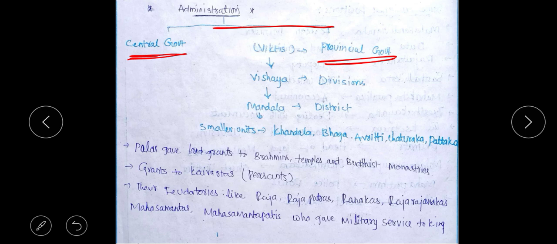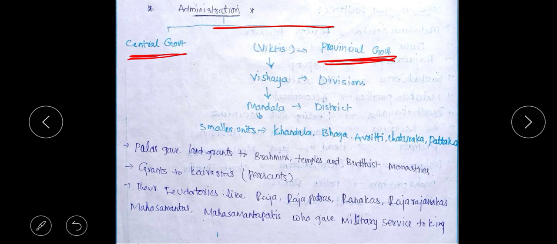So the central administration was mostly in the hands of the king, and under him there were vassals, like rulers of provincial governments, and ministers to help the king. We see later some of the important positions which helped the king to rule the empire. Now we deal with the provincial administration or provincial government.